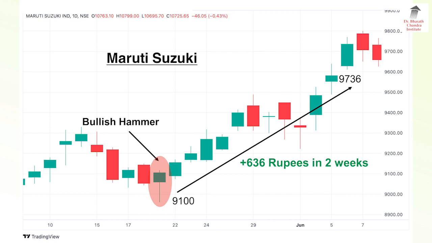Now going for the second example, Maruti Suzuki. You can see a bullish hammer at the downtrend, and then from 9,100 Maruti Suzuki traveled to 9,736, plus 636 rupees in 2 weeks.